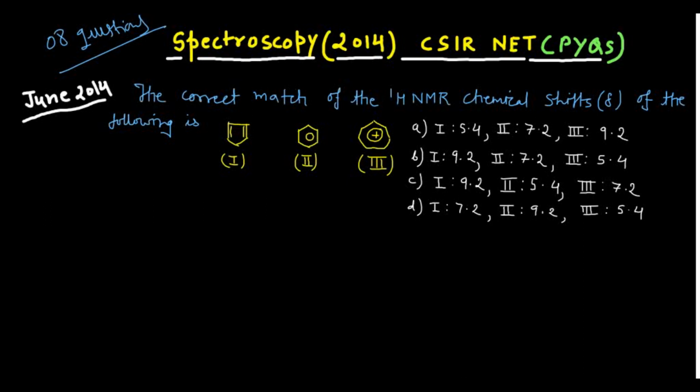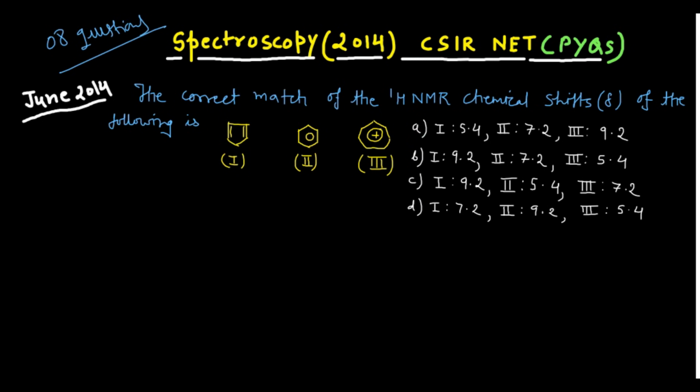In the lecture series of PYQs of spectroscopy, today I am going to discuss 8 problems from the 2014 CSIR NET examinations with a detailed explanation. My first question says: the correct match of the proton NMR chemical shift of the following compound 1, compound 2, compound 3. You have been given 3 compounds and you have to identify what is the correct order of chemical shift for the following compounds. You have been given the 4 options A, B, C and D.